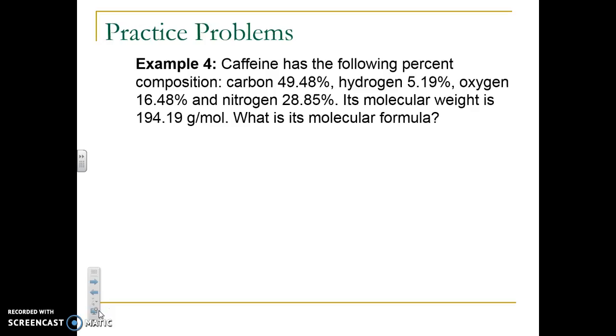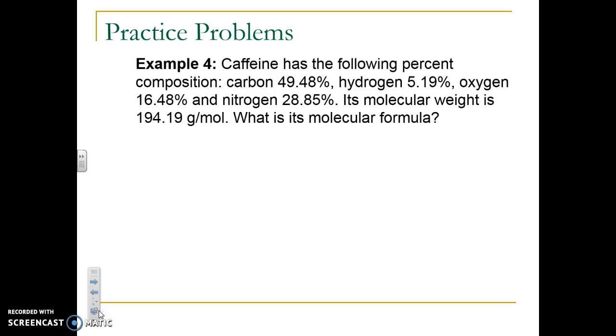So example 4 says, caffeine has the following percent composition: carbon 49.48%, hydrogen 5.19%, oxygen 16.48%, and nitrogen 28.85%. Its molecular weight is 194.19 grams per mole. What is its molecular formula?